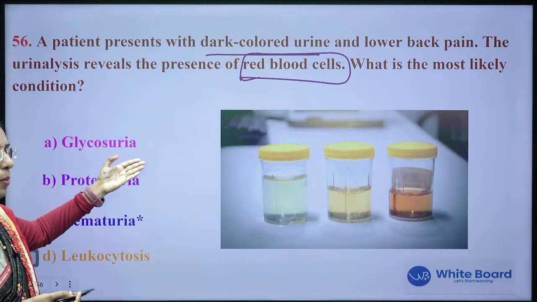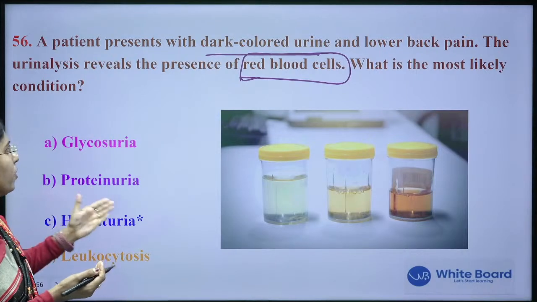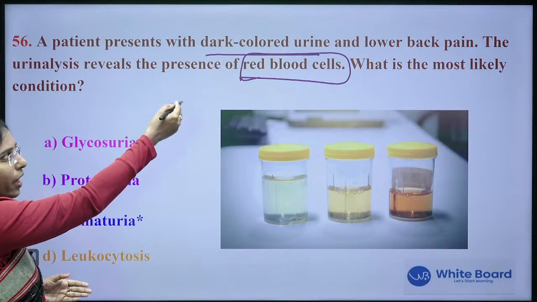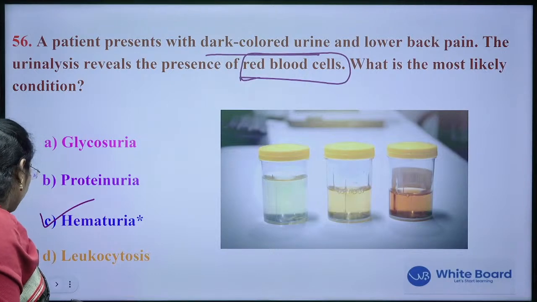Glycosuria means glucose in urine. Proteinuria means proteins in urine. So what they have found is red blood cells in urine, which is hematuria. So the correct option is option C, hematuria.